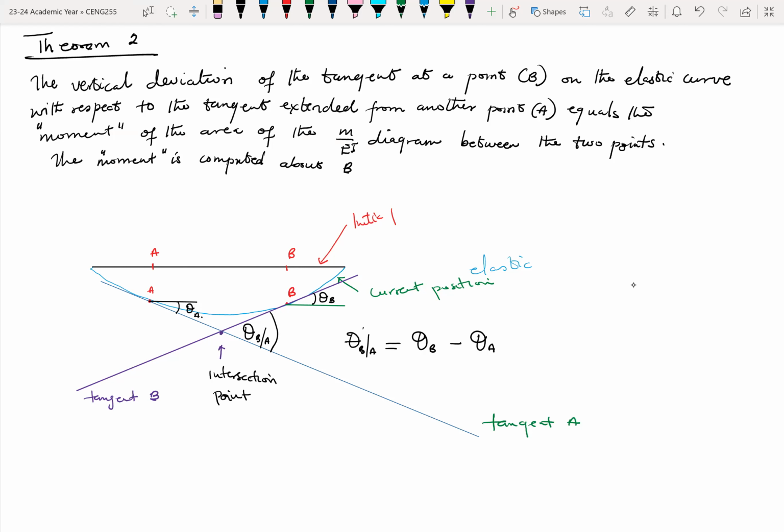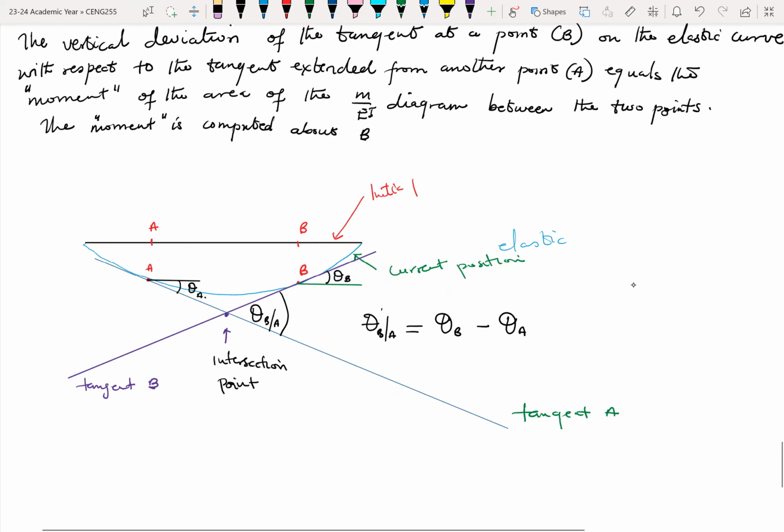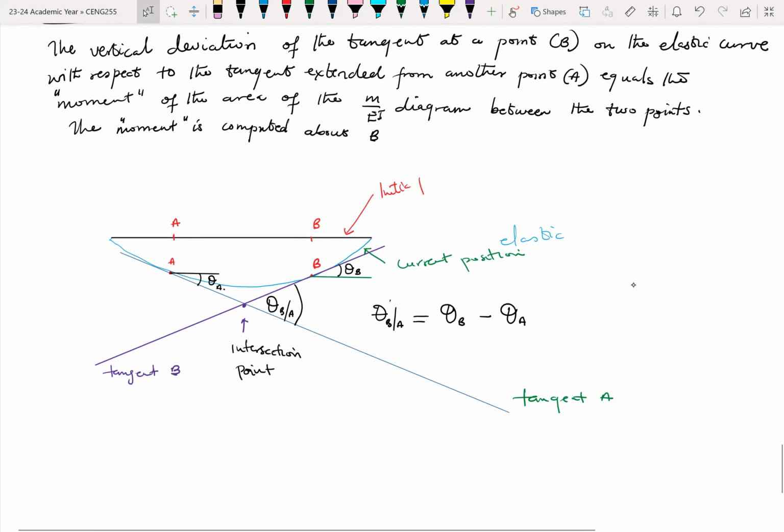So the vertical deviation of the tangent at point B. So this is our point B. Let me underline the tangent at point B on the elastic curve. We already know what the elastic curve is, right? The curve is a little sea blue color. So the tangent at point B. Let me use the highlighter. So this is point B on the elastic curve.